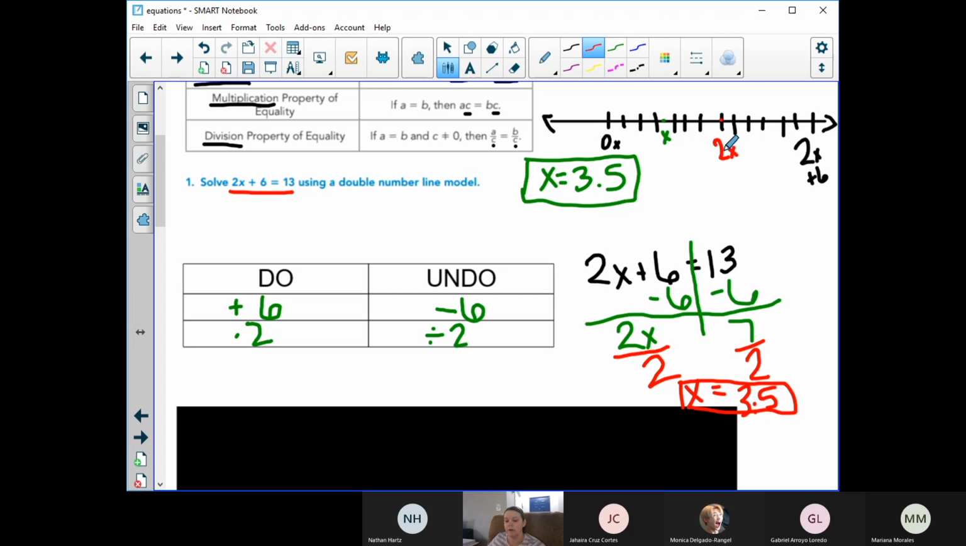You use whichever way makes the most sense to you, okay? If number lines work better for you, do it. If bar models work better for you, do it. If you understand this better, do it, okay? I want you to use the method that benefits you the most or works best for you, all right?